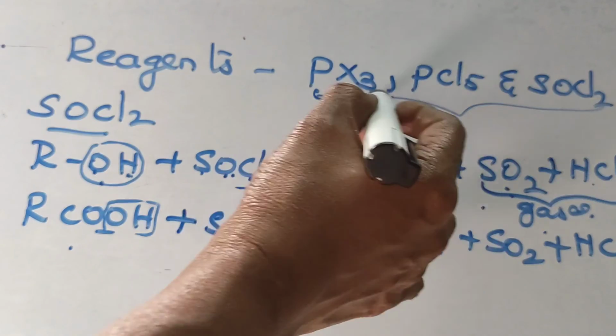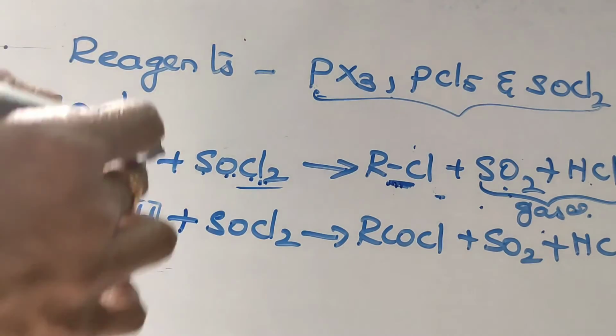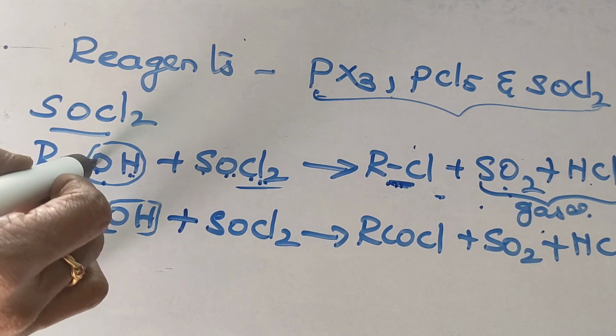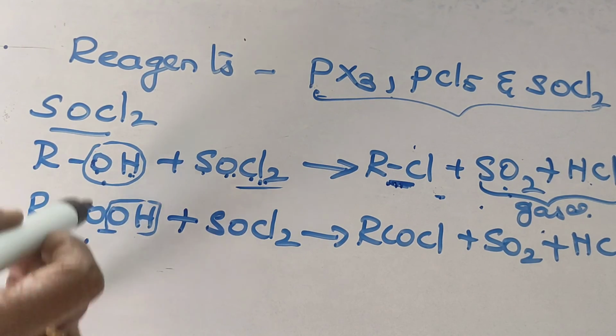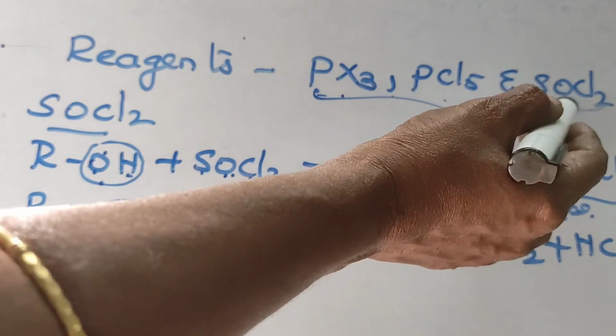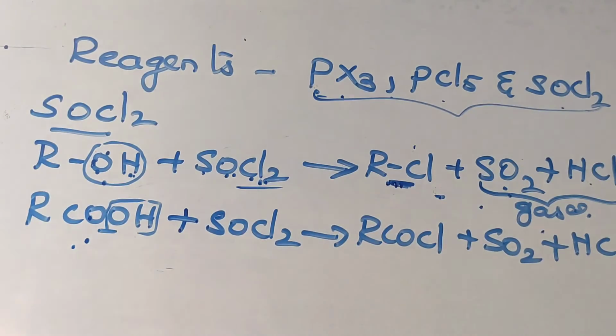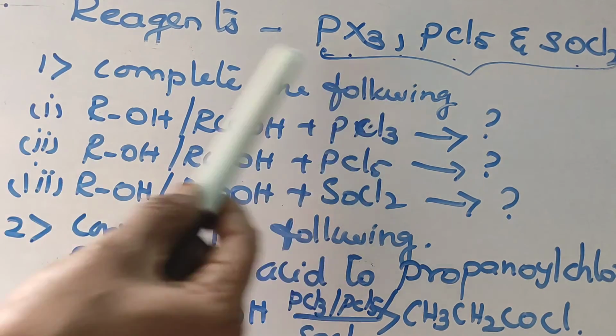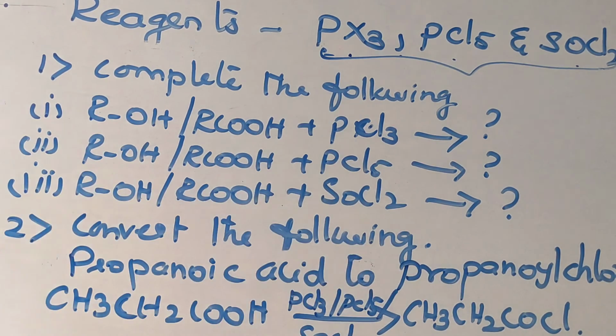Same type of reaction in all the three. That's why it's summarized together. So alcohol and acid are going to react with PX3, PCl5 and SOCl2, giving the same type of products. So easily you can recall during the examination. Type of question: complete the following, and convert the following.